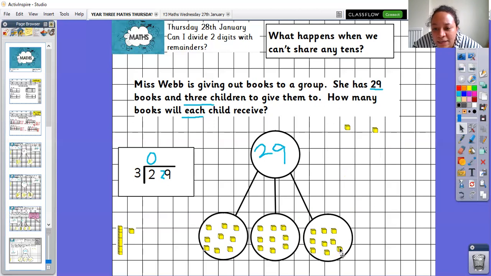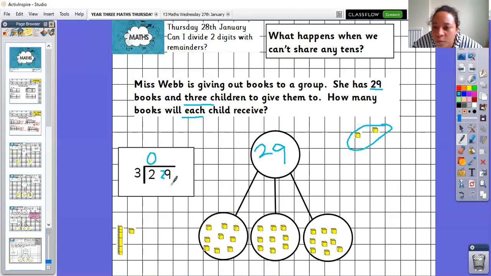Okay, so I've got to 9 each, and now I'm just looking here. I have got no more that I can hand out equally. I've got 2, and that would mean that 2 of these holes would have a different amount to the third one. So I'm going to stop there, and then these 2 ones are going to become my remainders. Okay, so let's have a little look.